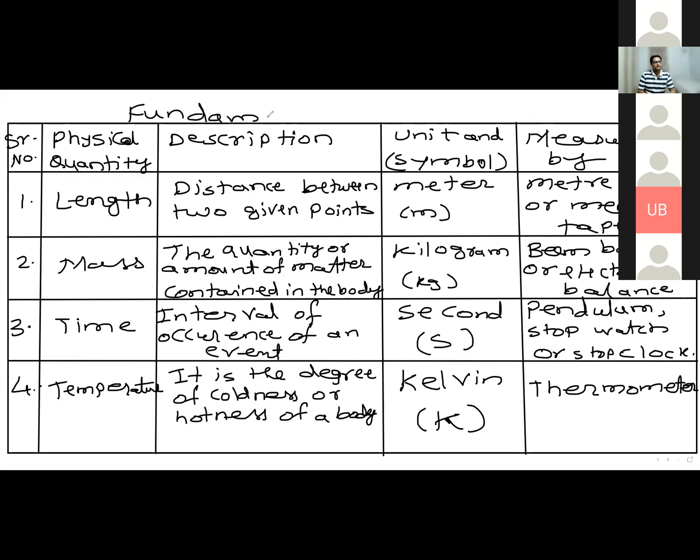Fundamental. You can give the heading fundamental. What are fundamental units? The fundamental units are the units which are used to measure fundamental quantities. What are fundamental quantities and derived quantities? I'll explain it in the next lecture in detail. Fundamental quantities are the basic quantities which are measured.